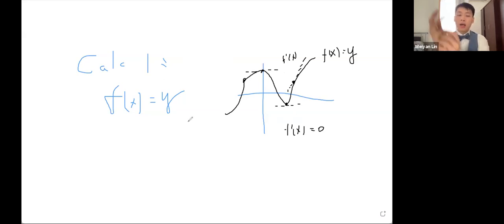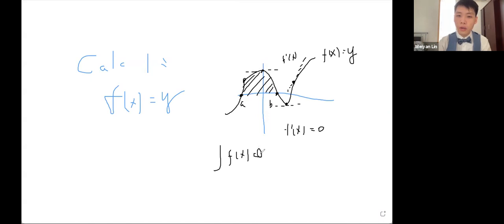So this is the derivative in Cal 1, and then what is the integration? Integration, we talk about the area under the curve for a function. So let's say this is A, this is B. This area under the curve we call it, right, the integral from A to B under f(x).